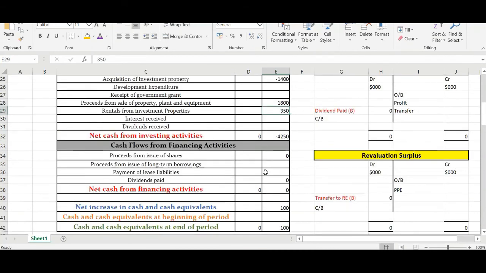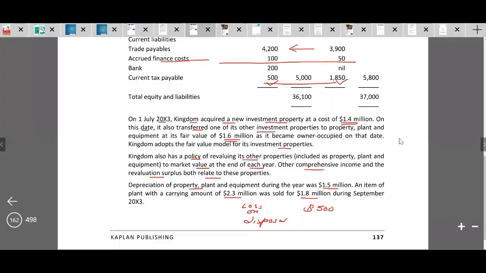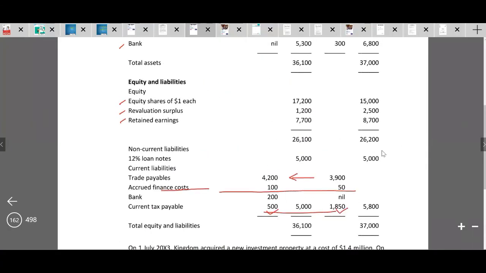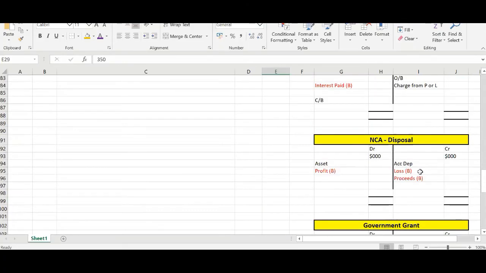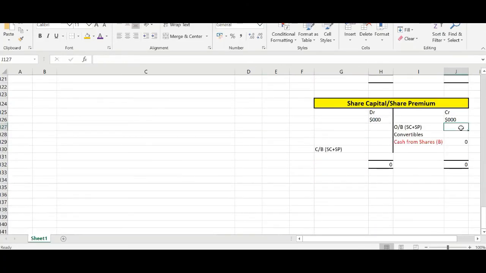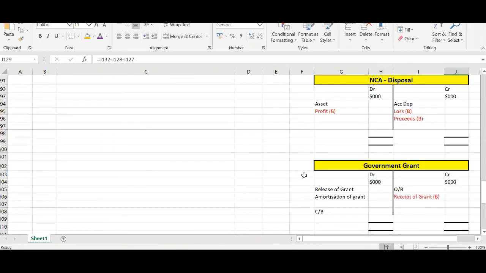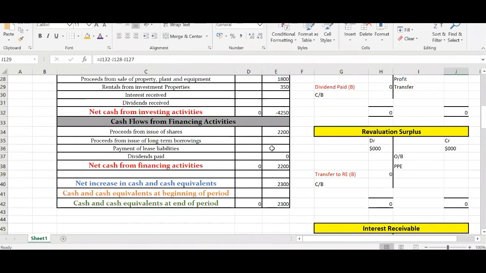And then we have the proceeds from the issue of shares. Yeah, if you see the shares, they have increased from 15,000 to 17,200. So we're gonna go to the share premium and share capital account. In this question, you have only the capital. In other questions, you may have the premium as well. So 15,000 is the opening balance, and the closing balance is 17,200. That means 2,200 has been received from the issue of shares. Now this 2,200 will be added over here.